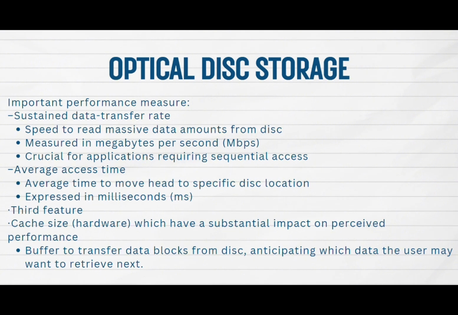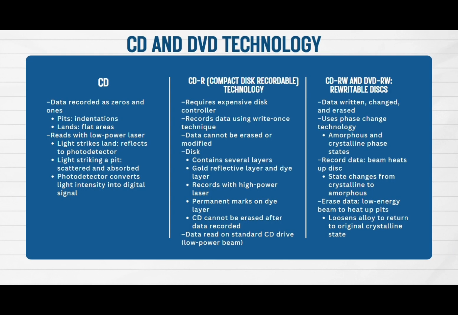Next, average access time. Average access time is the time to move the head to a specific disk location, expressed in milliseconds (ms). Third feature, cache size, which has a substantial impact on perceived performance. It buffers data blocks transferred from the disk, anticipating which data the user may want to retrieve next.